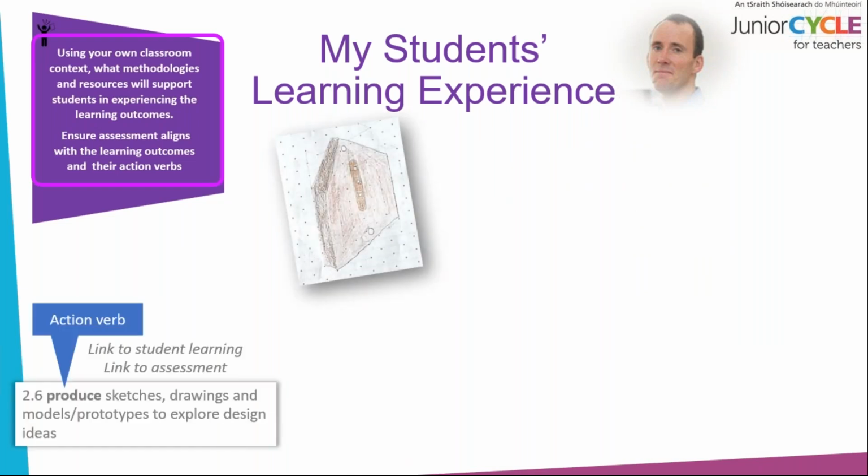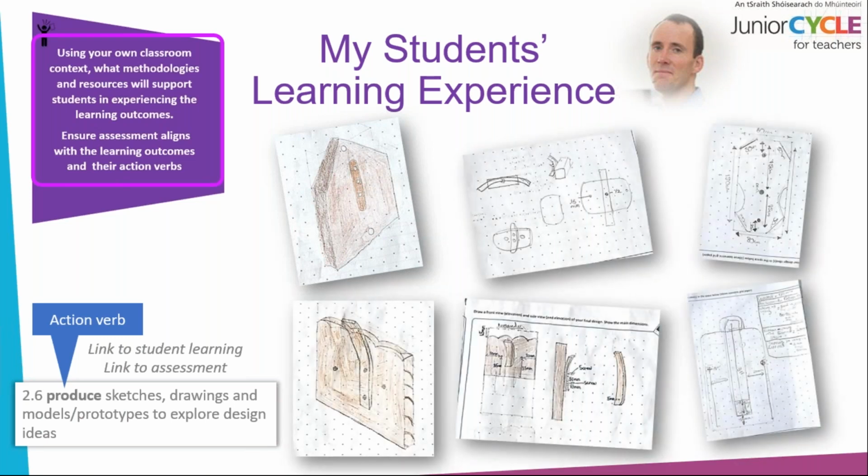Looking at outcome 2.6, the outcome states that students should produce sketches, drawings, models, and prototypes to explore design ideas. Students were encouraged to produce 2D and 3D sketches of their proposed design ideas. Owen used isometric grid paper as a support here. Orthographic grid paper was also supplied when students were producing 2D drawings.